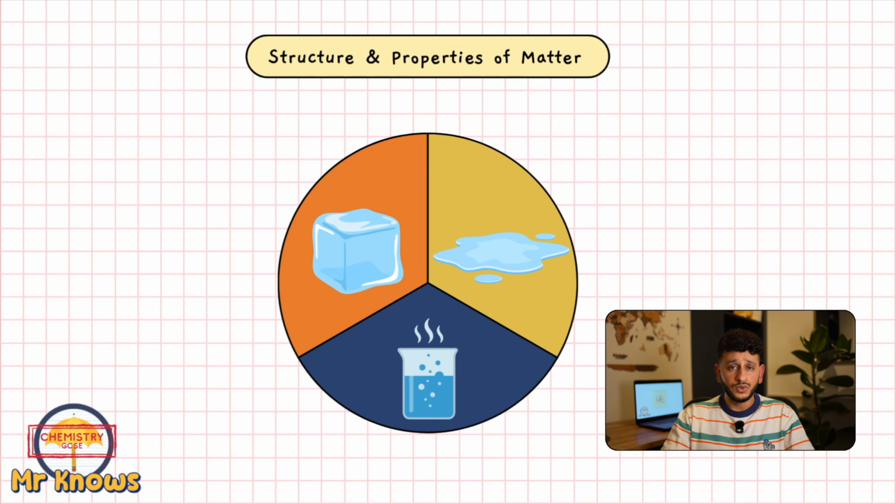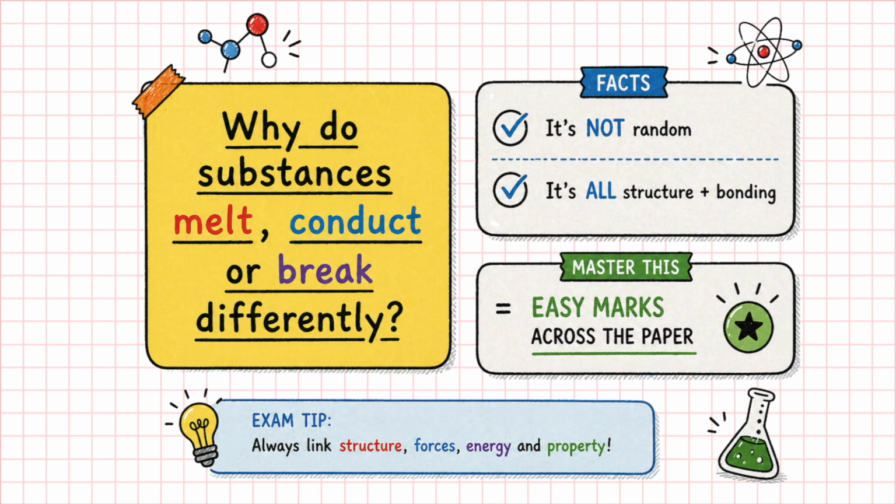In this video, we'll be covering structure and properties of matter for paper 1, made simple, clear, and exactly how the examiners expect it. Why do some substances melt easily, while others don't melt at all? Why do some conduct electricity, and others can't? And why do some break, while others bend? This isn't random, it all comes down to structure and bonding. If you understand this properly, this entire topic becomes easy marks across all papers.